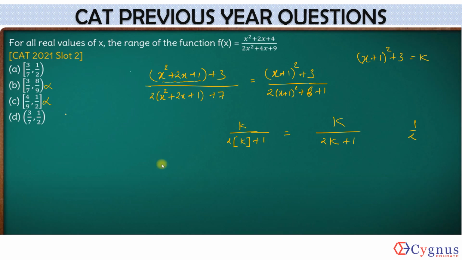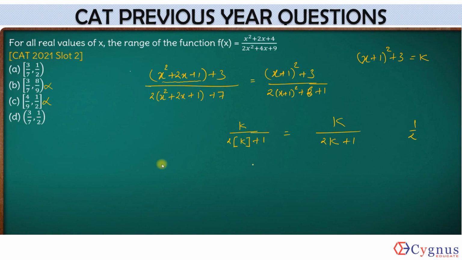8 by 9 will be close to 1. That means now I'm left with what? The first and last option. And we know that half is not included. The answer should always be less than half. See, my answer would be either A or D. Now let's look at the minimum value of this one.